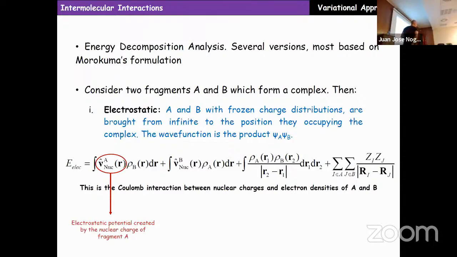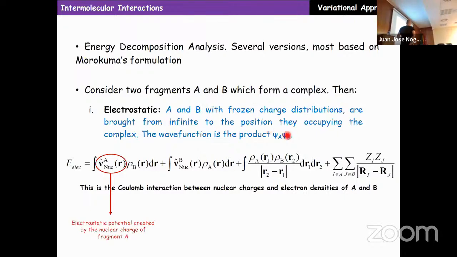Well, what do we do here? We consider two fragments, A and B, which form a complex, and then we have first the electrostatic energy. The electrostatic energy is, I would say, universal, because it is the only term that, if you apply the same electronic structure method to obtain your wave functions, densities, whatever, you will obtain exactly the same electrostatic energy whether you use variational, perturbational, or other schemes.